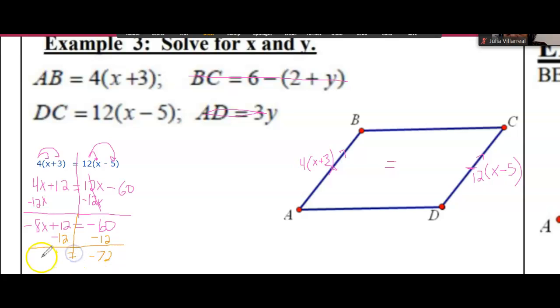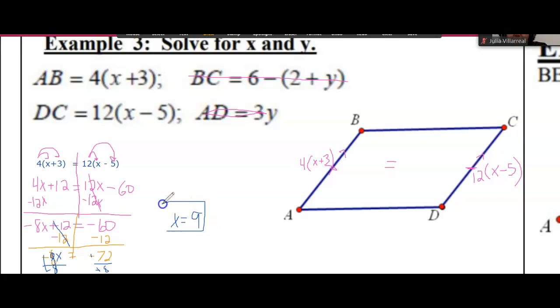Equals negative 8x. So now I'm going to divide, right? My last step is to divide. I have 8x. This is gone. So I bring that down. Negative 72 equals negative 8x. Then I'm going to divide by negative 8. Negative 8 over negative 8 cancels. So I'm left with x equals, I'm going to divide on this side by negative 8. So negative divided by negative is a positive, and 72 divided by 8 is 9. So my answer is 9.